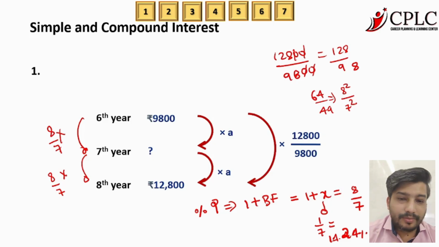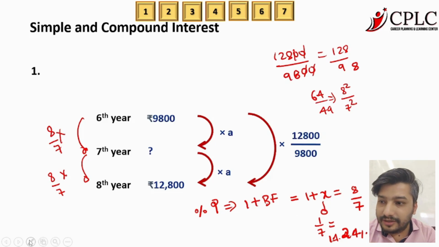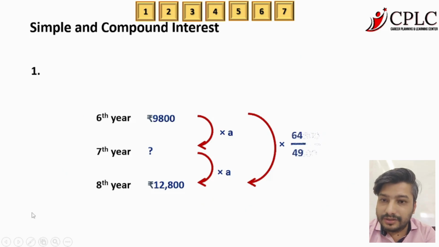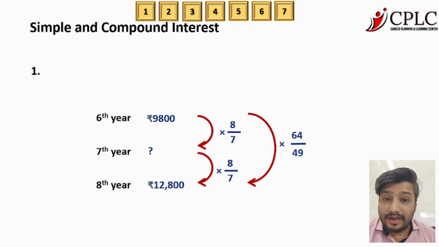So this is how you need to remember it. For skipping one value, the ratio will always be a perfect square. So you can split it into two equal numbers and then simply solve, which is going to give you the answer 14.28%. So this calculation was important.